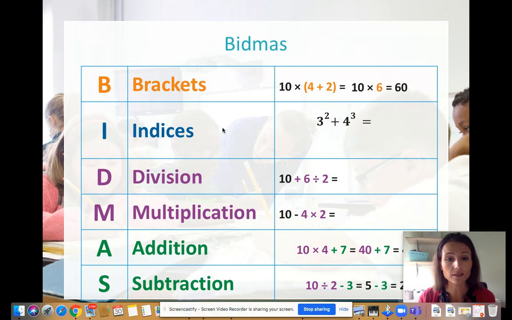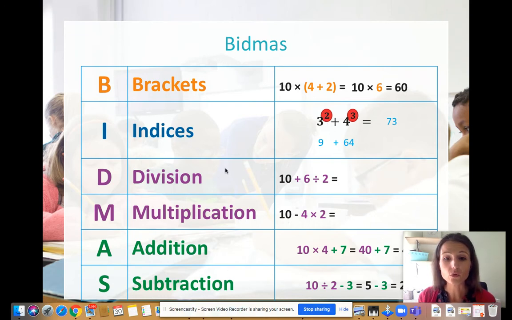Now I for indices comes next, and indices is another way of saying repeated multiplication. For example, 3 times 3 is 3 squared. 4 times 4 times 4 is 4 cubed, and these are indices. Let's look at this: 3 squared add 4 cubed. Let's look at BIDMAS. B for brackets. There are no brackets to solve, so let's move to I. There are indices, so let's do those first. 3 squared is 9. 4 cubed is 64. Add them up and you get 73.